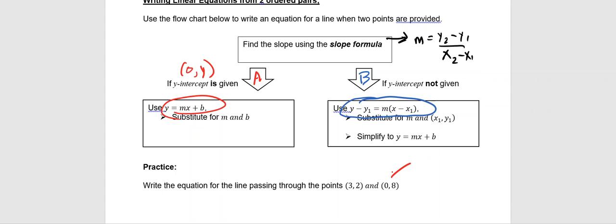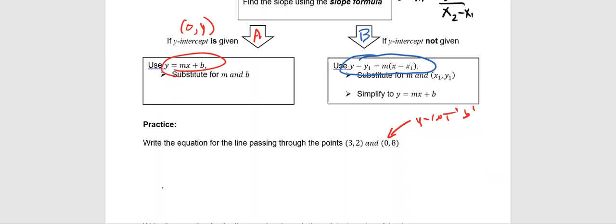So right away I can see that right here, this is my y-intercept. This is my b value. So that tells me right away I can go to option A with this. That's going to be option A because I know that b is given.